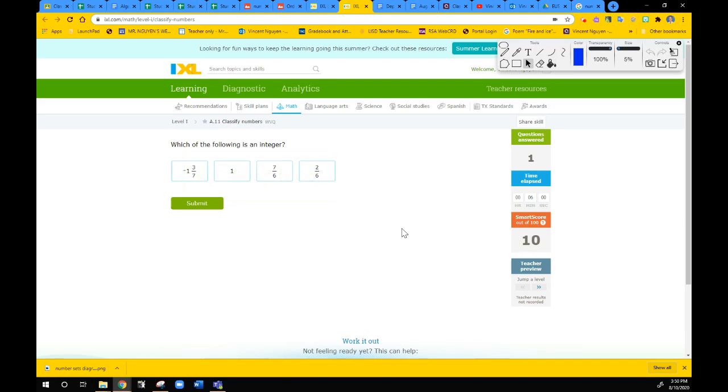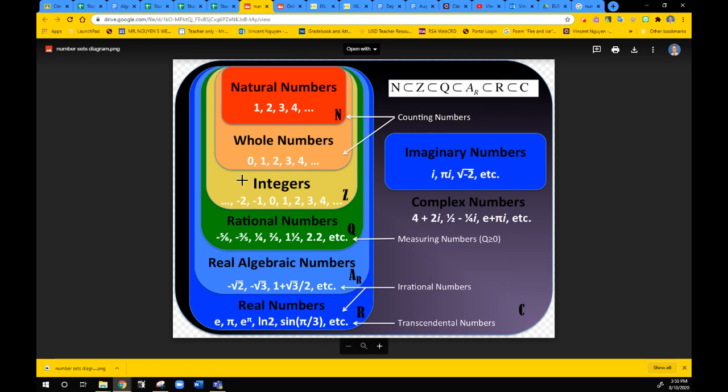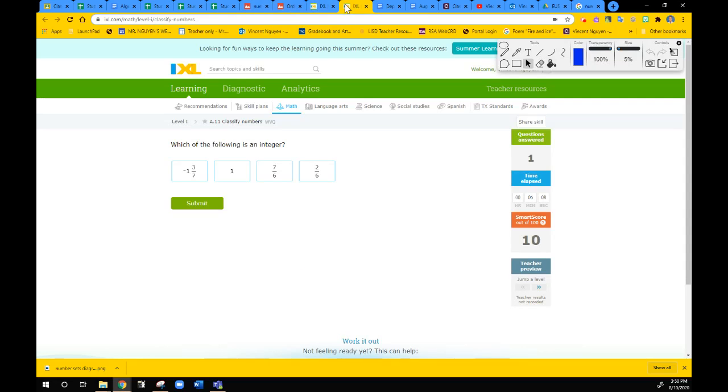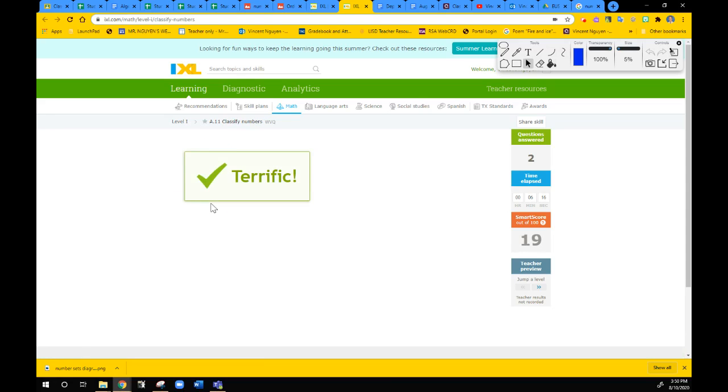Okay. Very cool. Which one's an integer? Remember, integers are all the whole numbers plus the negative versions, okay? So, oops, wrong one. Integers here, 1 is an integer, and the rest of them are not, okay? So this one only has one answer.